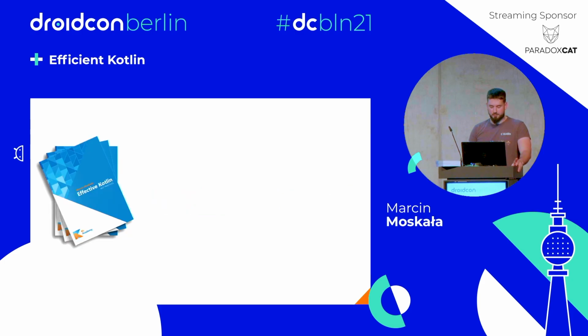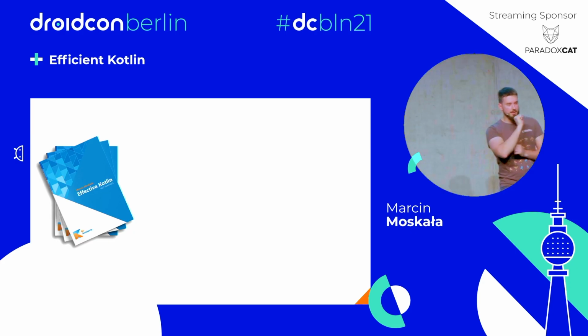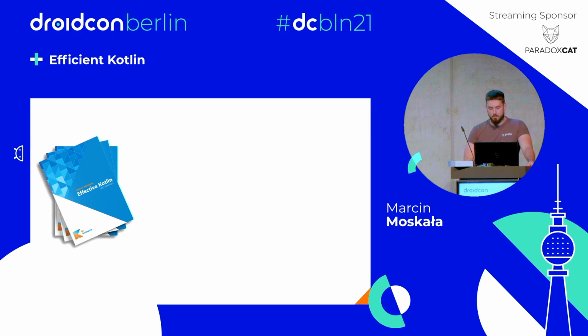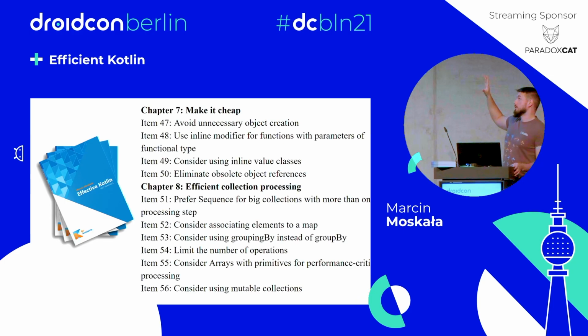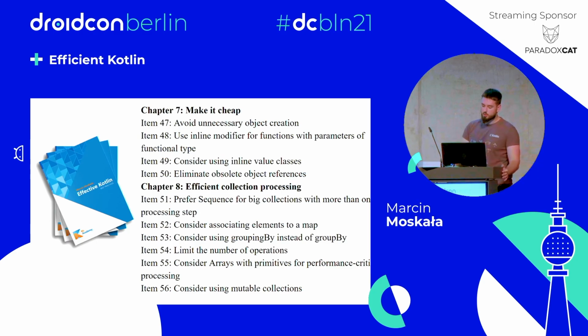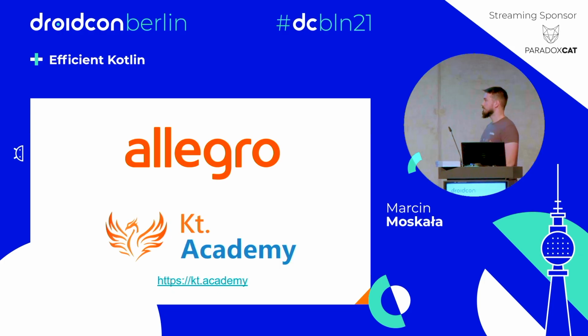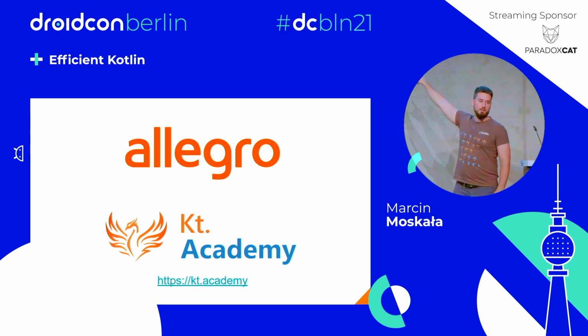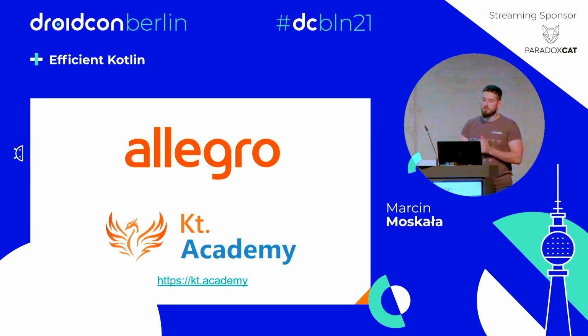That's everything I got for you today. That was all based on the book, Effective Kotlin. And I would like to let you know that it's all described in chapters 7 and 8. All those items are currently available for free as articles on KT Academy. It's my website, so if you want to read more about that, you can find everything for free over there.